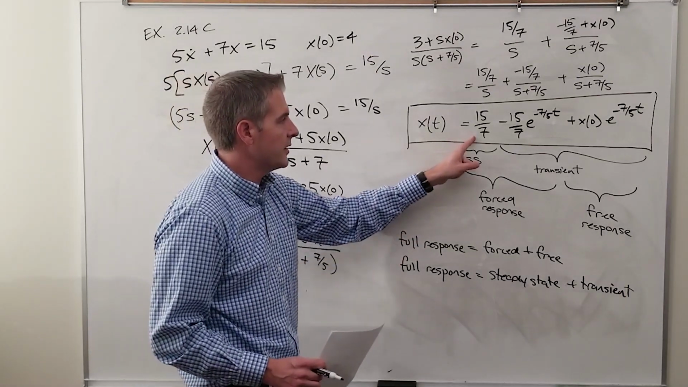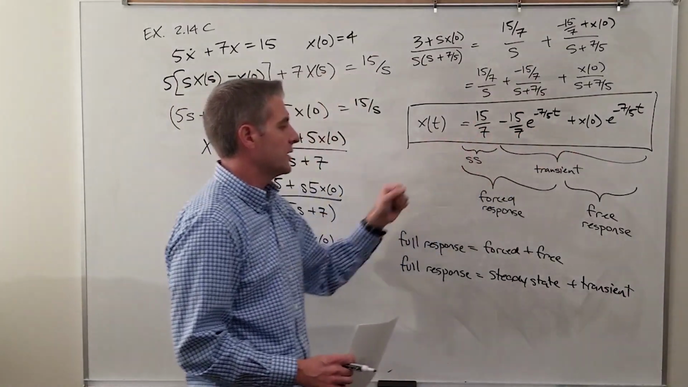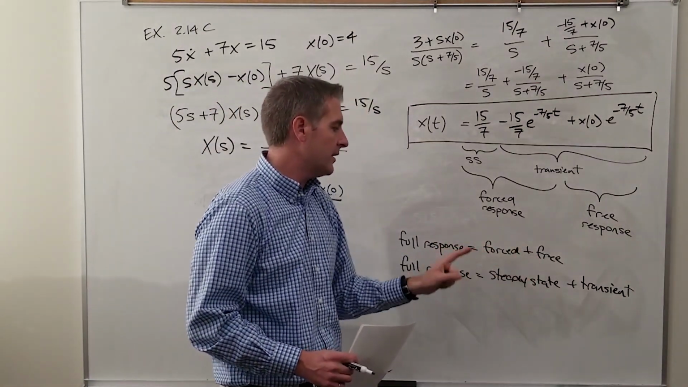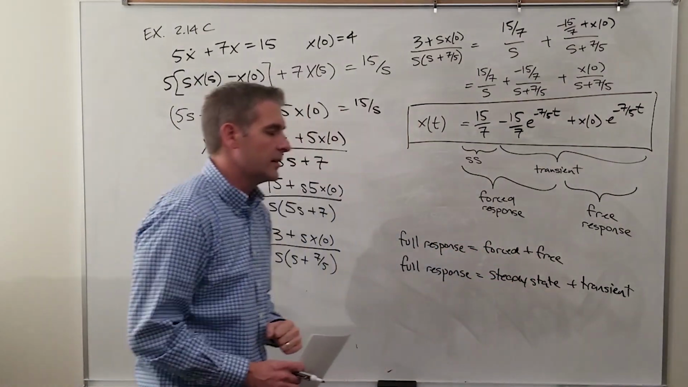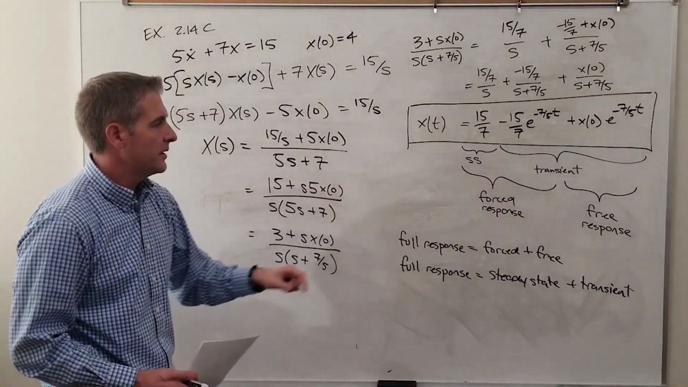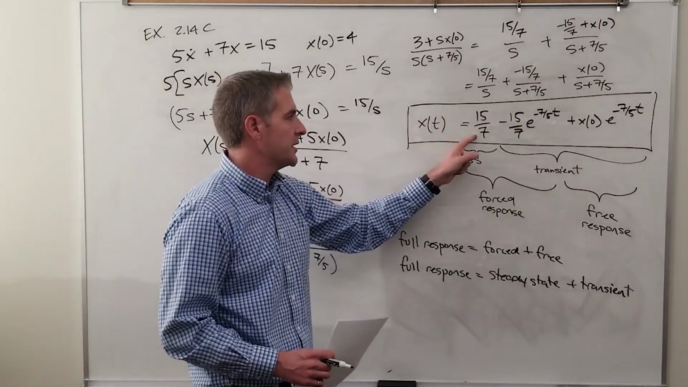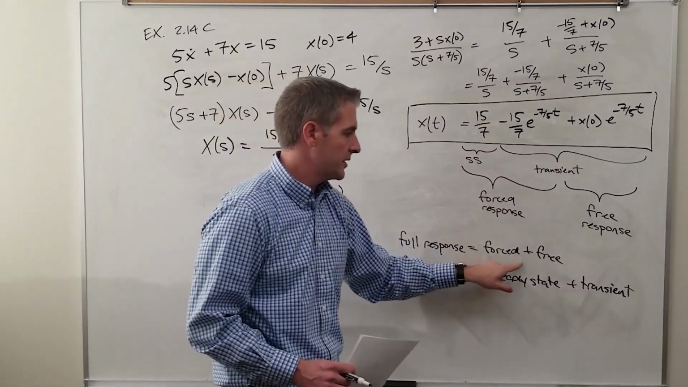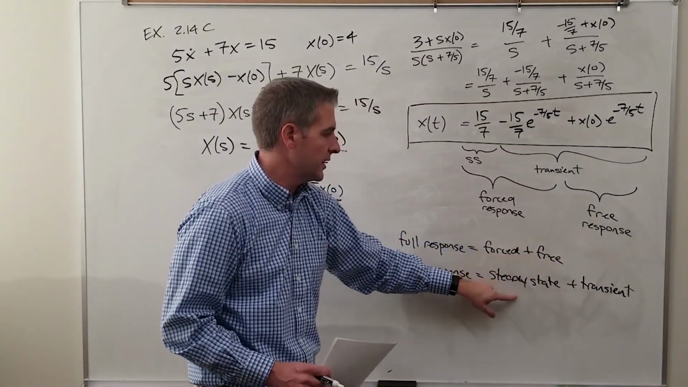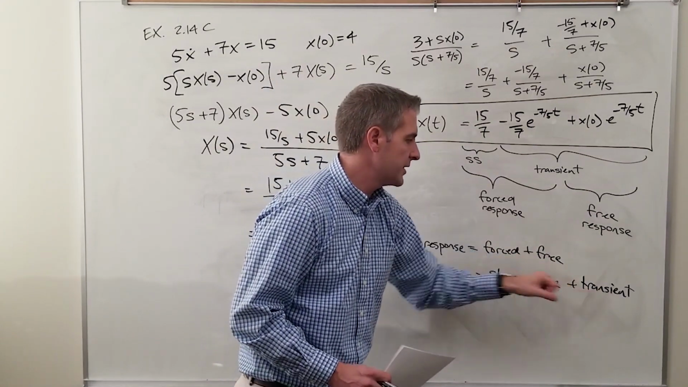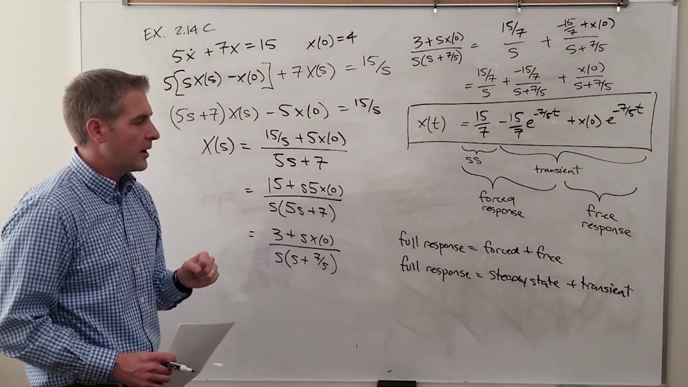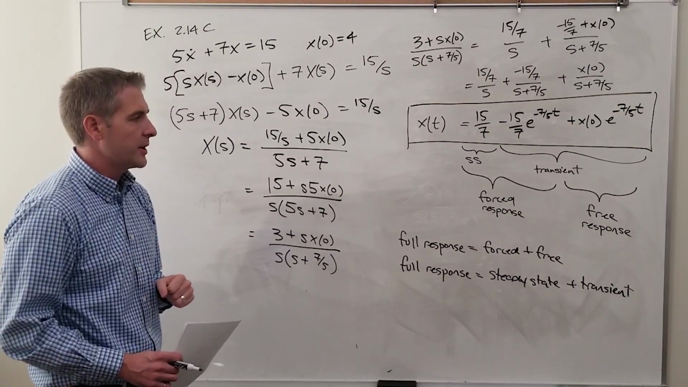Furthermore, every single term inside your solution has to be classified as either forced or free and either as steady state or transient, which means that there's 4 combinations for every single term. It can be forced and steady state, forced and transient. It can be free and steady state, or it can be free and transient. Let's do one more problem, and then we'll try to talk a little bit about these and identify which is which.